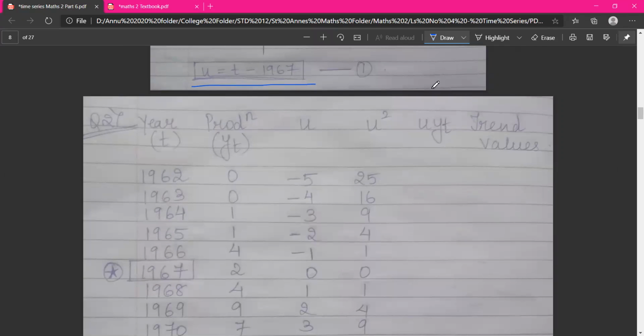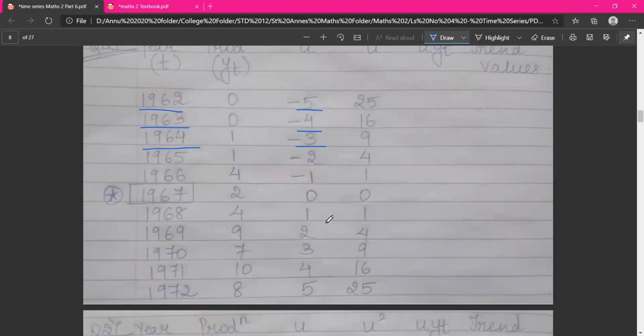So as you can see, class, one by one we will be putting the values of T and subtracting 1967. So 1962 minus 1967, you get the answer minus 5. 1963 minus 1967, you get minus 4. 1964 minus 1967, you get minus 3. In this way, you will be putting all the values and subtracting 1967 from it because it is the middle T value. तो आपको U का पूरा column मिल जाएगा like this.